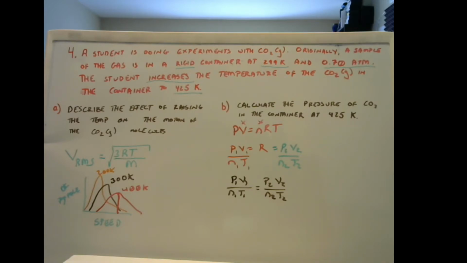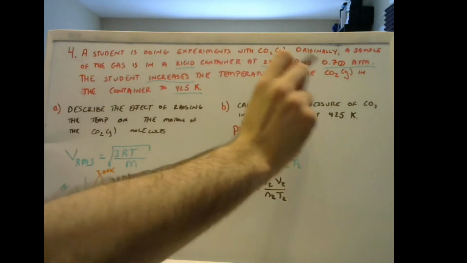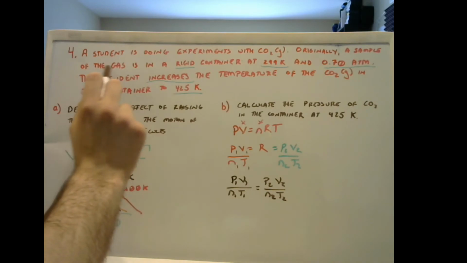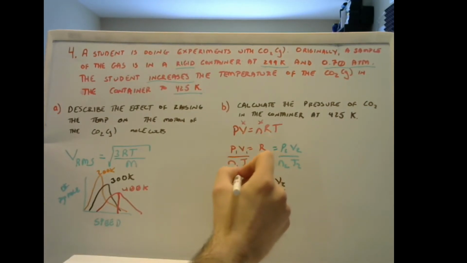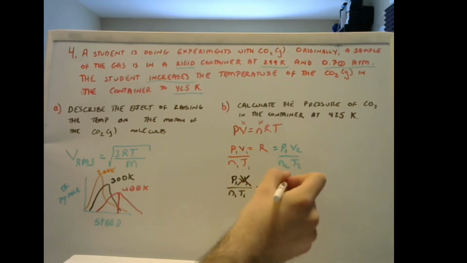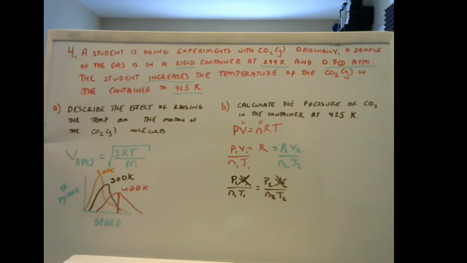With this, we can also talk about how the pressure changes. How does this work? Well, let's go through this. Students did experiments with CO2 gas. Originally, a sample of the gas is in a rigid container. Rigid tells me that the volume isn't changing. So in this case, the volume is the same, so it cancels out.